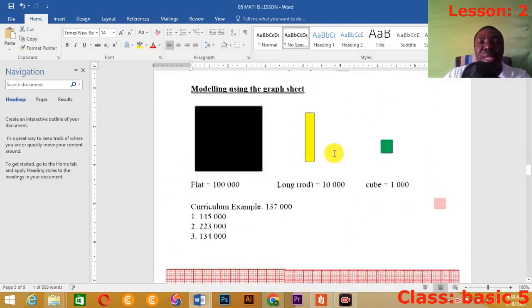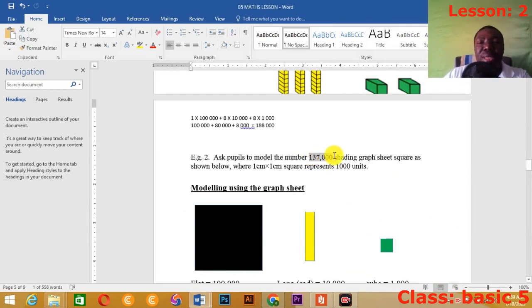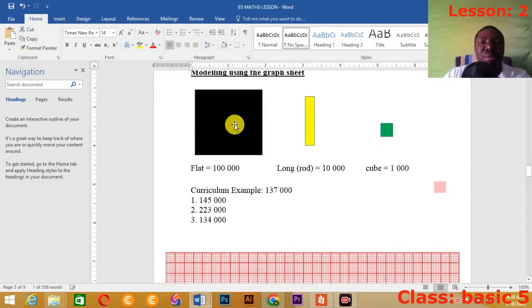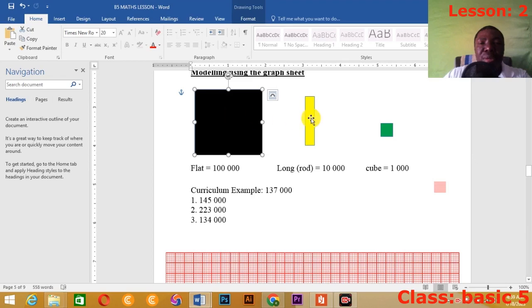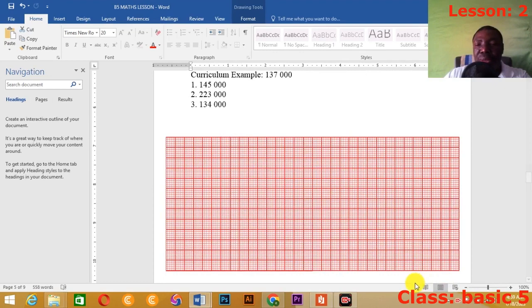The first example given in the syllabus is, we are indicating this one. So you know, I'm going to pick this one, one of this, one of that, one of that. Okay, so here we are not using this one. Let me use my own square. Okay, let me give you a different color. Okay, yellow. So let's take 10. So let's pick it from there. We need one of that. So 137,000. So we need one of the flat. We need 3 of the long, and we need 7 of the cube.